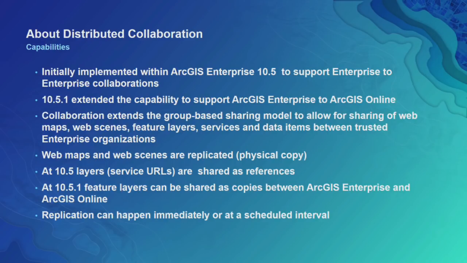At 10.5.1, you can actually replicate the actual data for a hosted feature service between ArcGIS Portal or ArcGIS Enterprise and ArcGIS Online. So it's physically copying, or you have the option of copying the data during the replication process. And also, when you set up a collaboration, you choose when the synchronization occurs. It can either happen immediately, or you can set it up to happen on a scheduled interval.